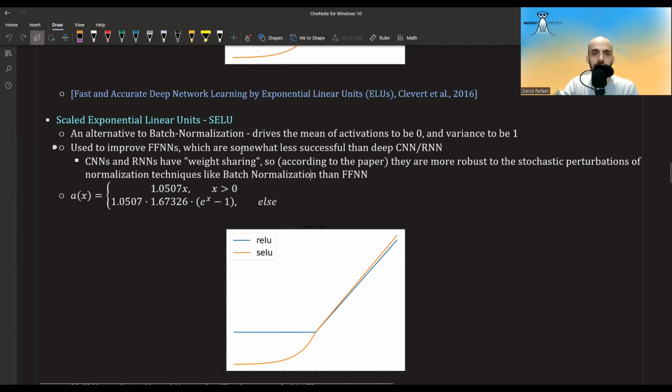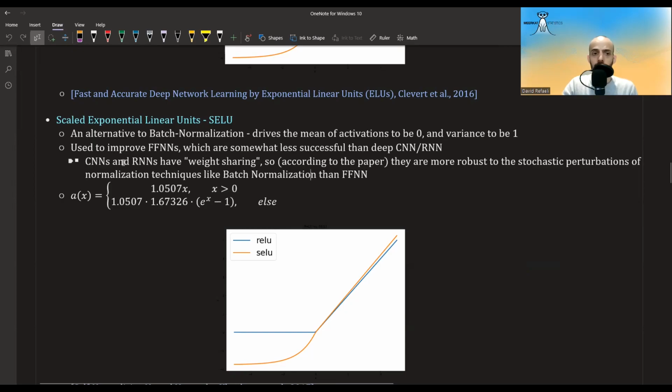But why do we even need an alternative to batch norm? Why not just use batch norm? Well, the problem is mostly with feed-forward neural networks. With convolutional neural networks and recurrent neural networks, you can do very deep networks and get really successful results. But feed-forward neural networks seem to suffer when going deep, and they are not as successful when using deep neural networks as their CNN and RNN counterparts.